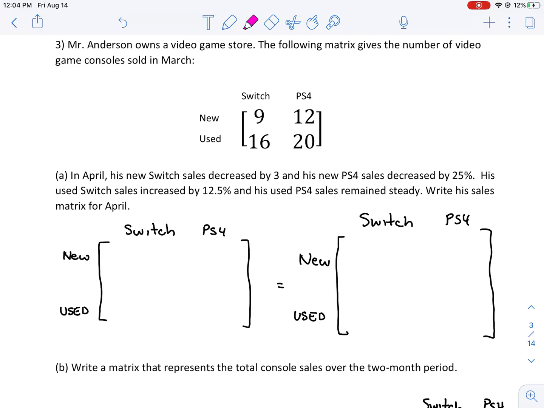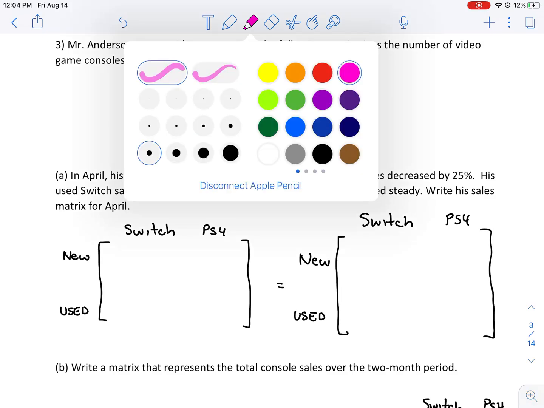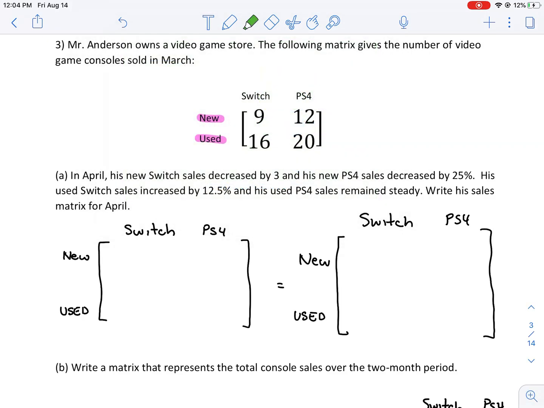Okay, so the problem provides a 2 by 2 matrix, so that's because there are 2 rows and 2 columns. And in March, Mr. Anderson sold 9 new Nintendo Switches. And he sold 20 used PS4s.